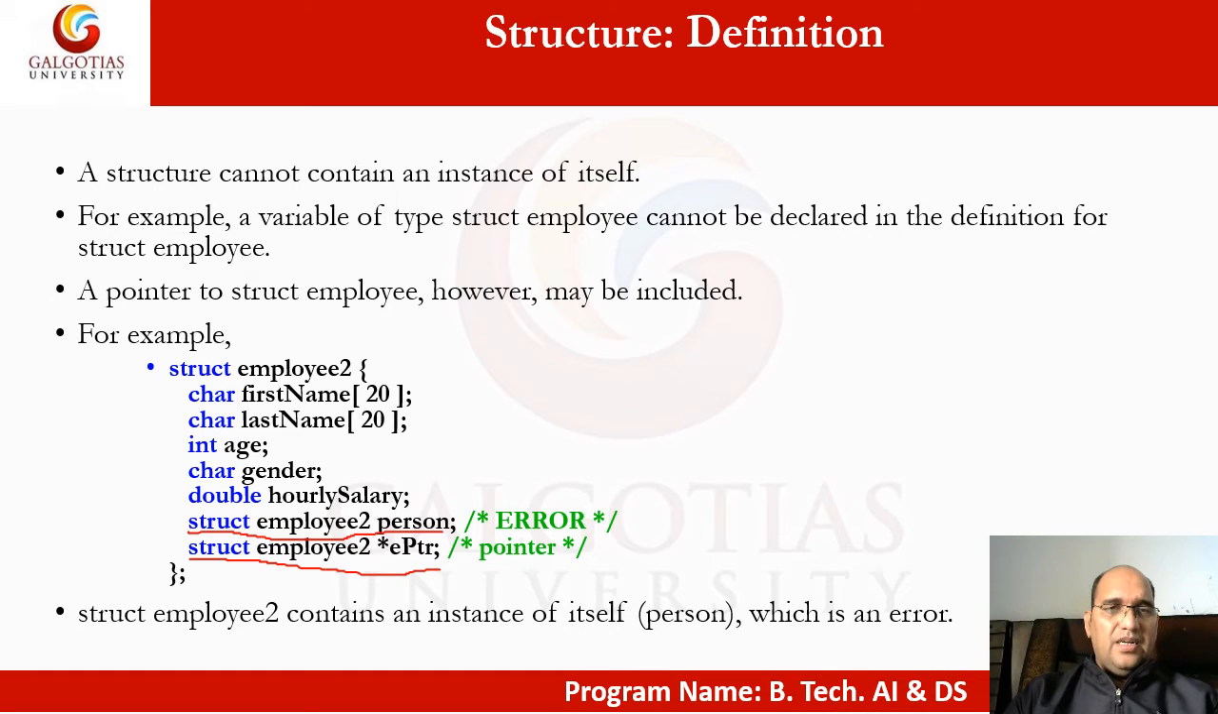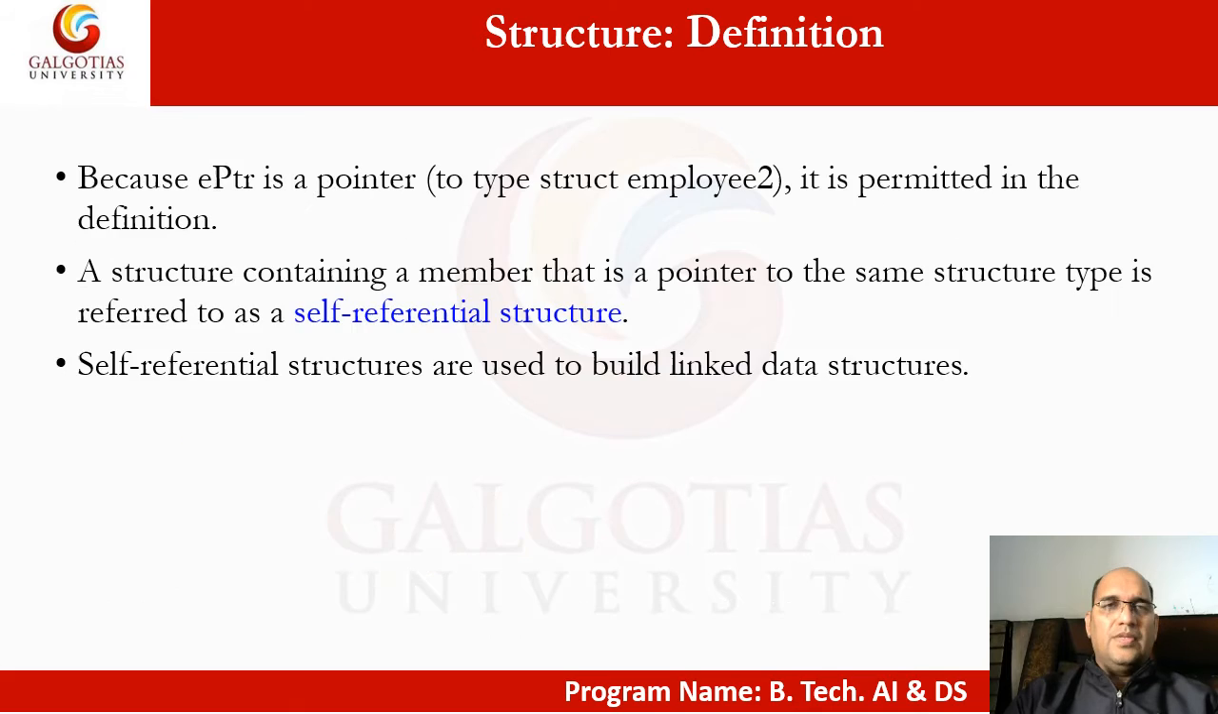The struct employee 2 contains an instance of itself, person, which is an error. As I told you, EPTR is a pointer which can store the address of a similar structure, so it is permitted in the definition. A structure containing a member that is a pointer to the same structure type is referred to as a self-referential structure. Self-referential structures are used to build the linked list data structure, as I told you in the last slide.